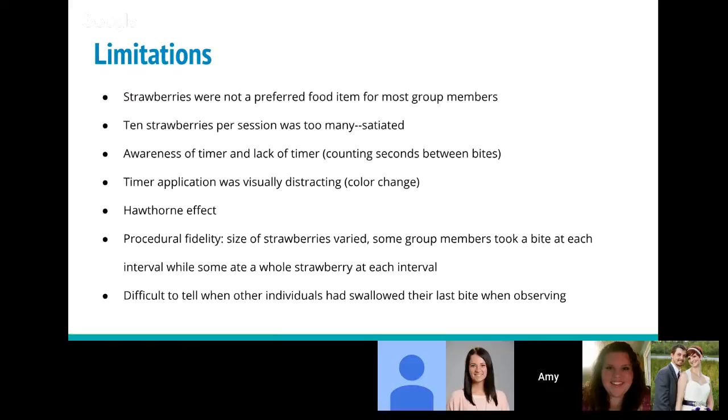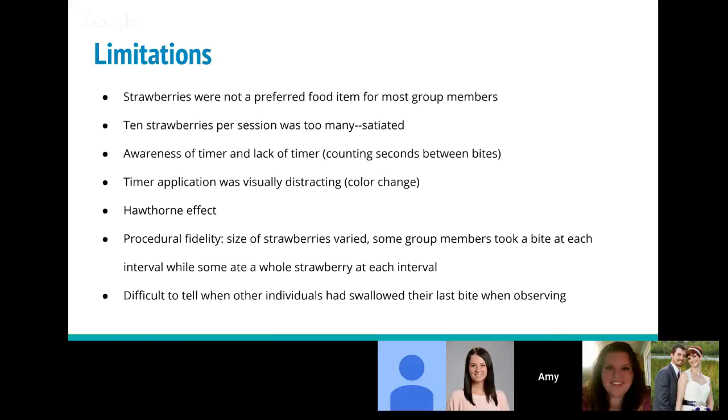Finally, we have two more things to talk about here. One was the procedural fidelity. We noticed that the size of the strawberries varied. Some group members may have taken a bite each interval time, while others ate a whole strawberry at each interval. I personally had strawberries that were quite large, and there's no way I could eat a whole strawberry in one bite. So I may have eaten 10 strawberries, but I had to take more than essentially 10 bites of strawberry in each session.